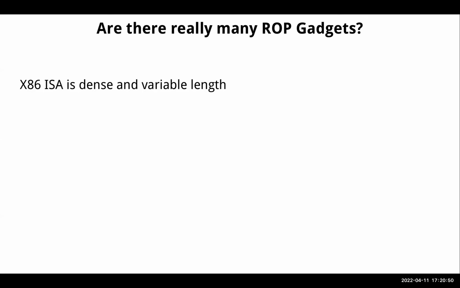The reasons, first of all, the x86 instruction set is very dense. Instructions are variable length as well. You have seen examples so far. There are instructions of just 1 byte. There are instructions of 10 bytes, right? They do not have the same length.